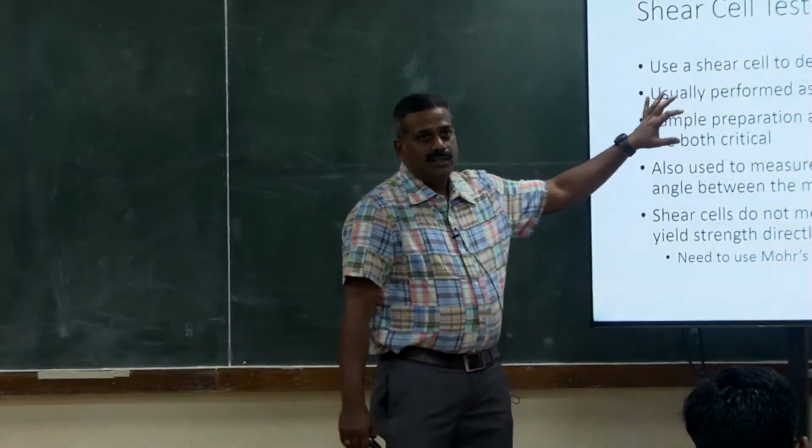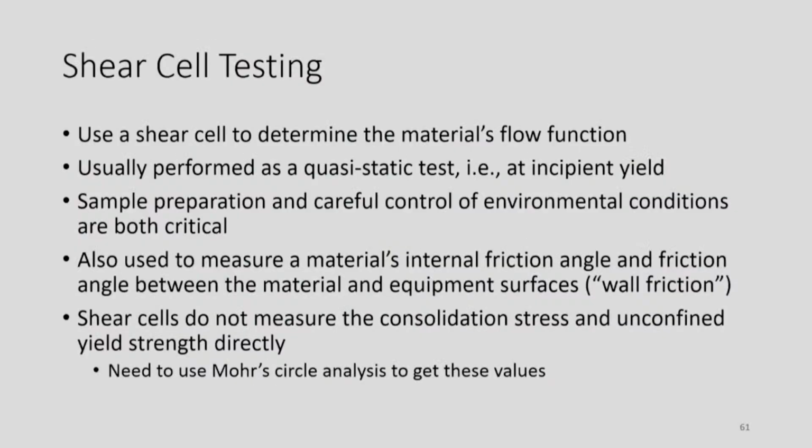We can replicate all those in an instrument called the shear cell. The shear cell replicates what we talked about: you test the powder at different consolidation stresses and then get the unconfined yield strength. It's usually performed as a quasi-static test. That means you have the powder bed fixed, and then when it starts moving, it slowly changes from static to dynamic. That point is called the incipient yield, and that's the point at which we measure the stress and strength relationships.